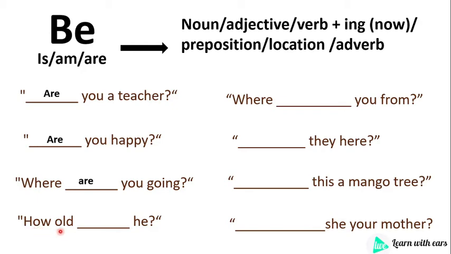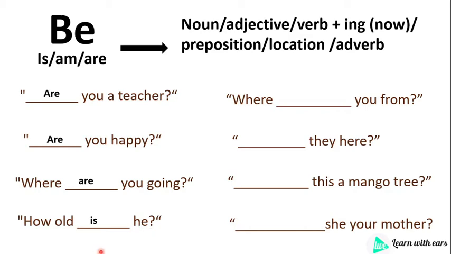Next is how old? He. So he is singular. With he we use is. When we talk about age, singular, one person, we use is, or plural, we use are. If there are many people, we use how old are they? And if it is singular, we'll say how old is he or she, right?